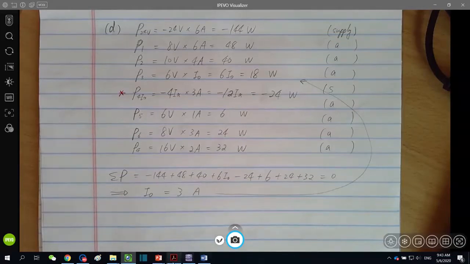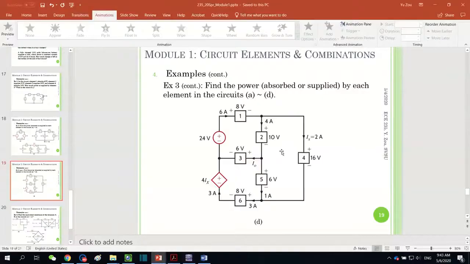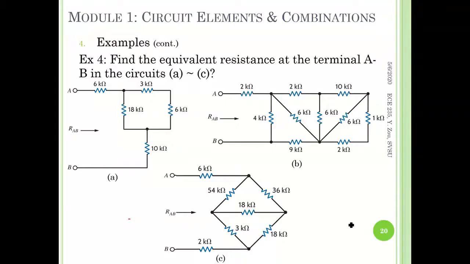So just be careful also of the dependent source. So this is a current dependent voltage source here. So exercise them yourself and then come back to check the solution and bring up the questions and concerns in the office hour. Now let's see the next example, example 4.